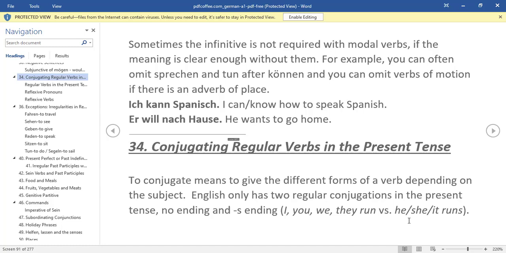Then you have ihr, I-H-R, which means you all. I can also put them as them. And then lastly, we have a capital S-I-E, which means you in the formal form. And then we have a small s-I-E, which means they. This is in the plural.